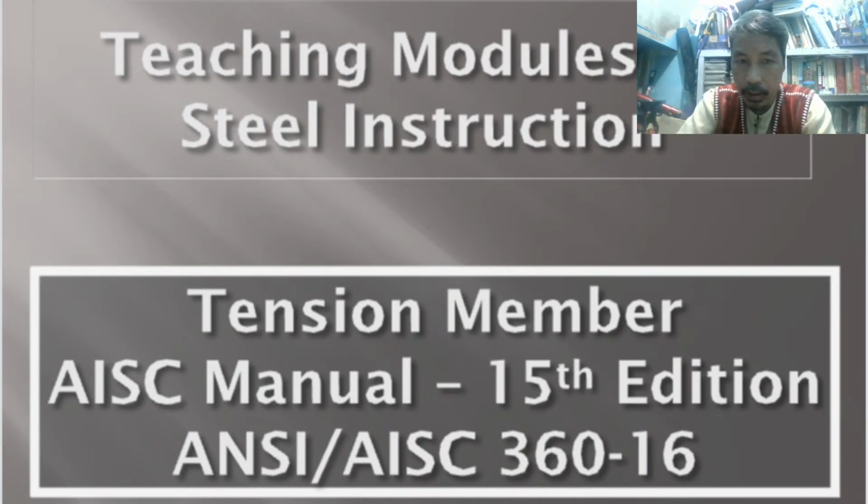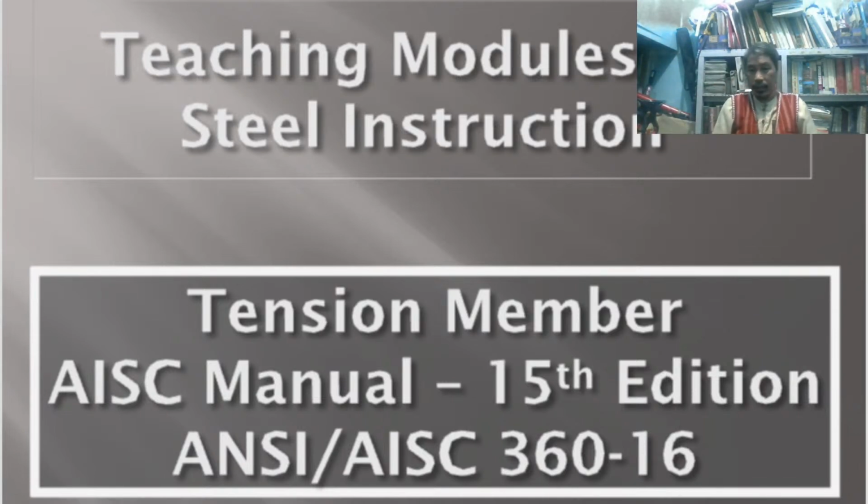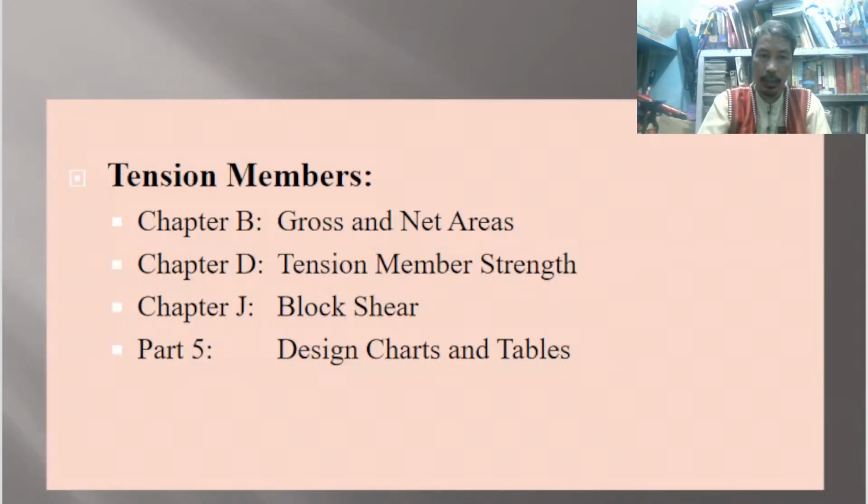Okay. So this is now the 15th edition AISC 360-16 manual. It's now the code. What can we find out? So let us now start to discuss the contents of the code. So tension members. There are chapters about this, chapter B, D, J, and part 5. What are those? Part 5, very important because those are design charts. So, your copy of the AISC 360, look at part 5. That is the charts and tables.